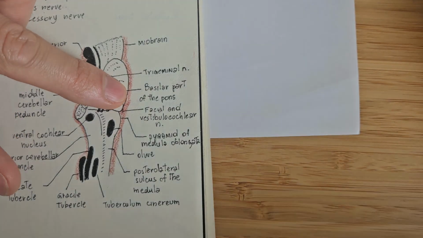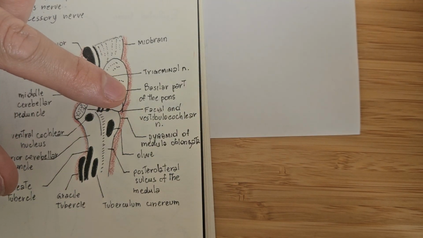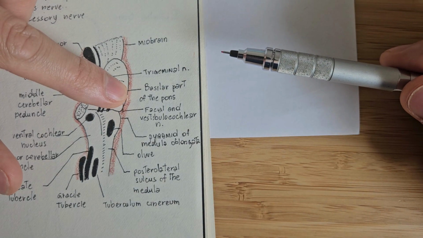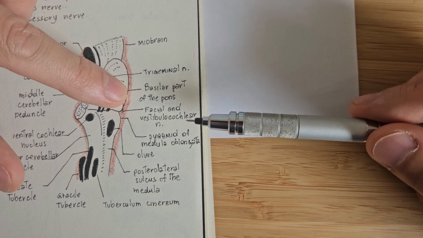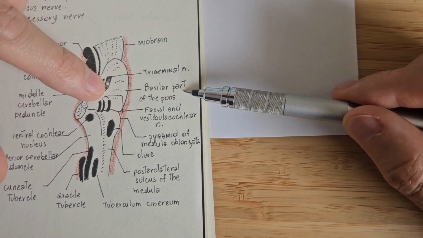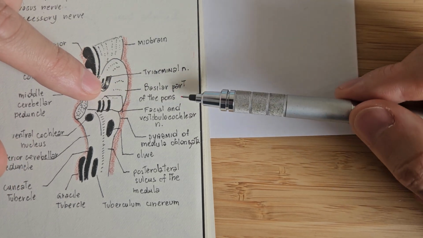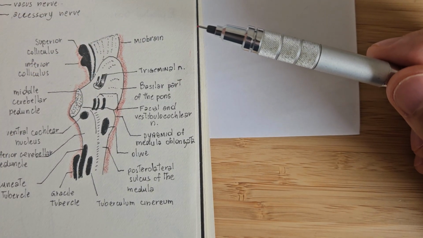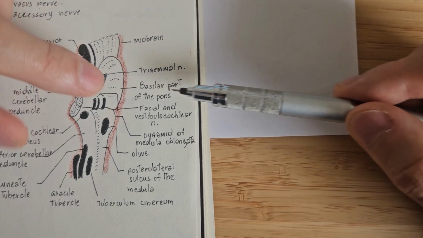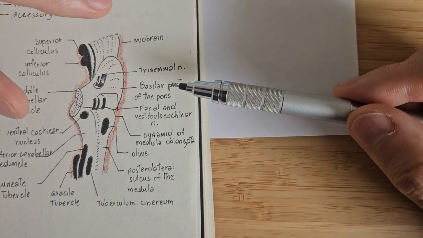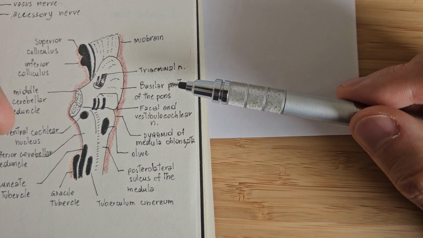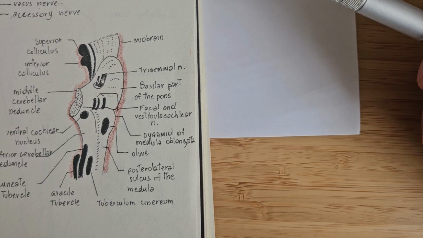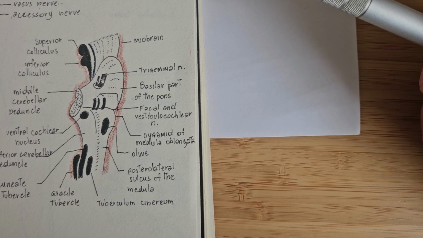Then we have the basilar part of the pons, which is the ventral portion of the brainstem segment, okay? The basilar part of the pons. And this part here contains ascending and descending fibers, as well as cranial nerve nuclei. Lesions affecting this area cause locked-in syndrome, which is when the patients are aware but unable to move or communicate due to bilateral corticospinal tract damage.